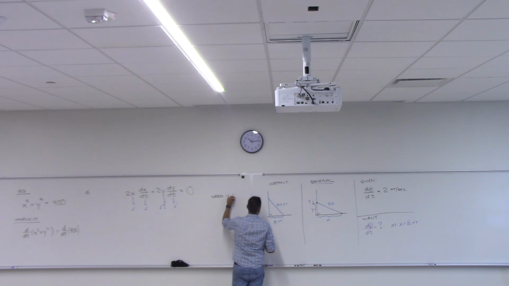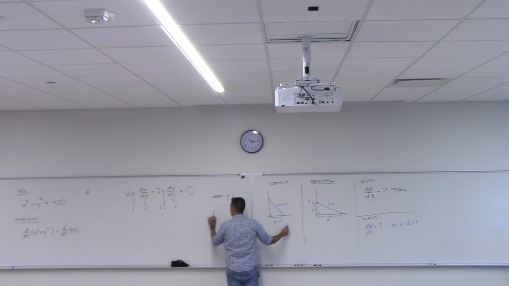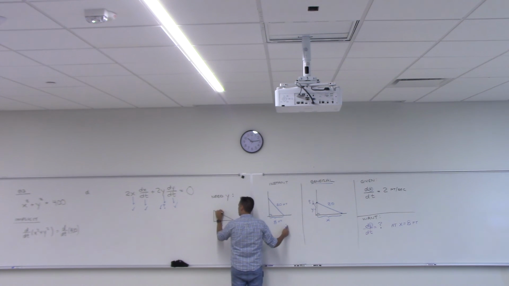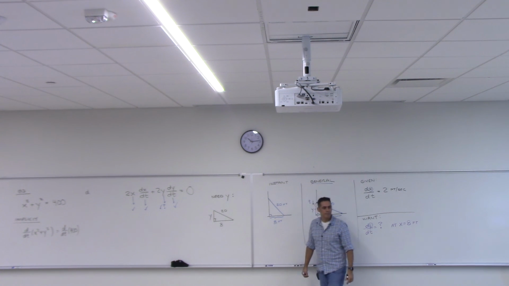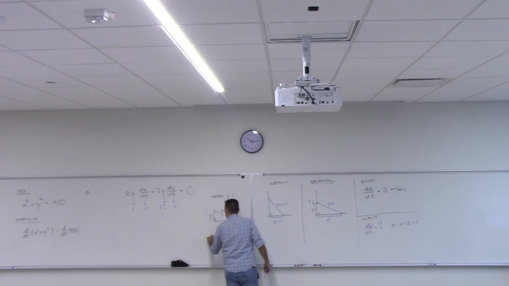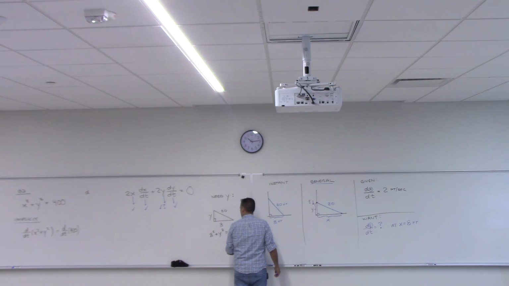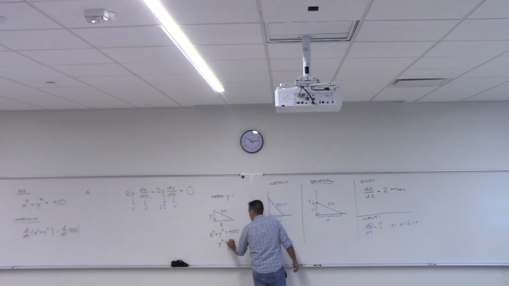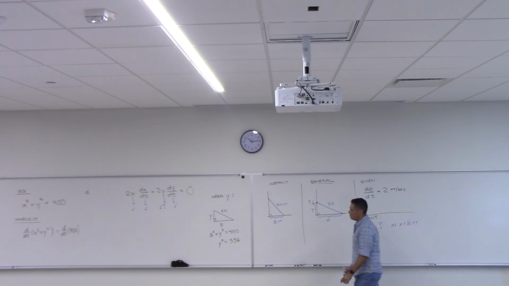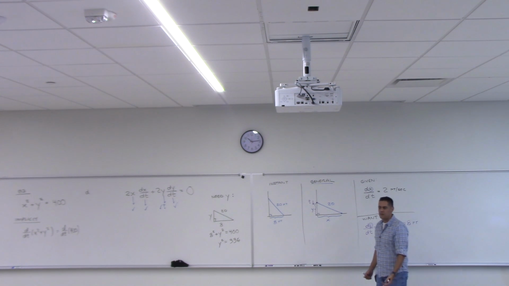So I'm going to put here, I need y, right? So I'm going to go to my instant in time, call that y, and then just use Pythagorean, right? 8 squared plus y squared is 400. So y squared is 400, take away 64, is 336. Subtracting 64 on both sides, and then take the square root of that.